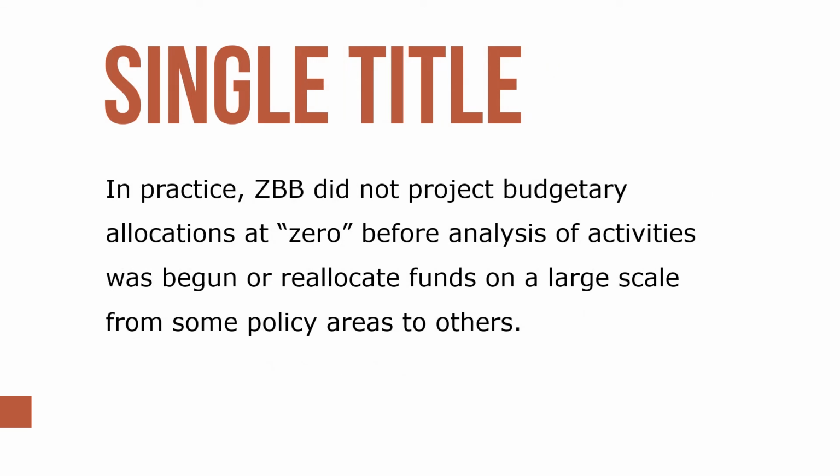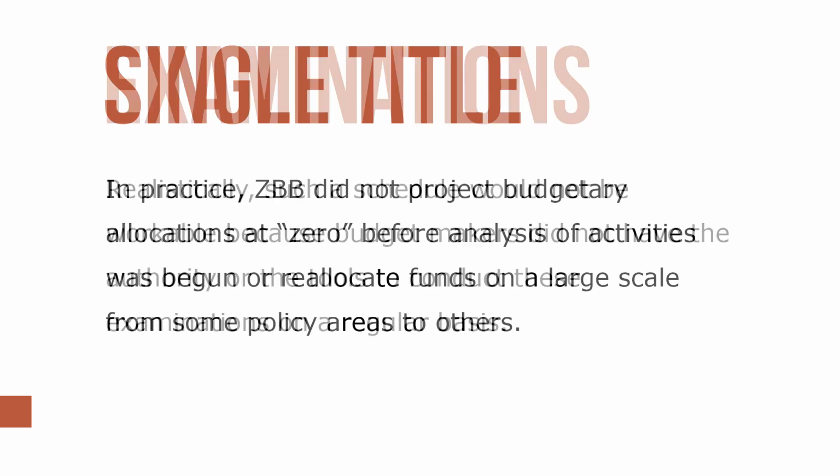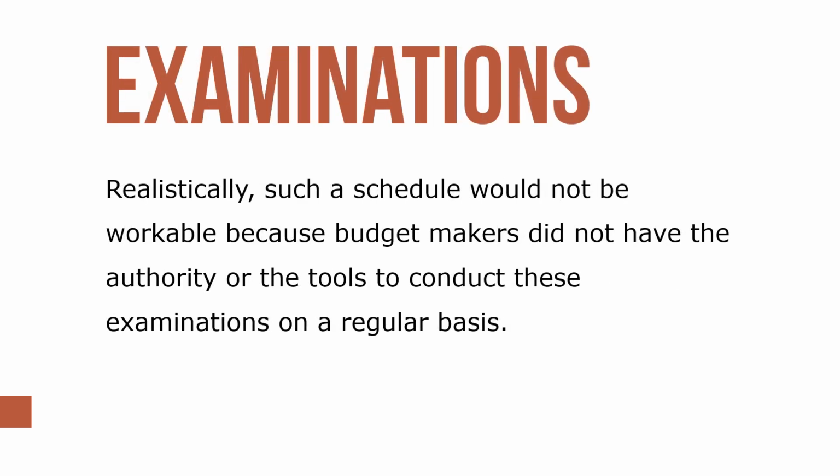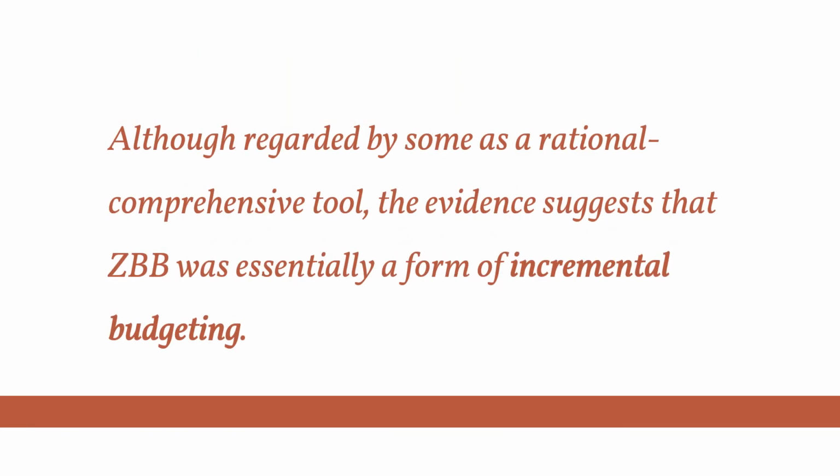In practice, ZBB did not project budgetary allocations at zero before analysis of activities was begun or reallocate funds on a large scale from some policy areas to others. Realistically, such a schedule would not be workable because budget makers did not have the authority or the tools to conduct these examinations on a regular basis. Although regarded by some as a rational comprehensive budgeting tool, the evidence suggests that ZBB was essentially a form of incremental budgeting.